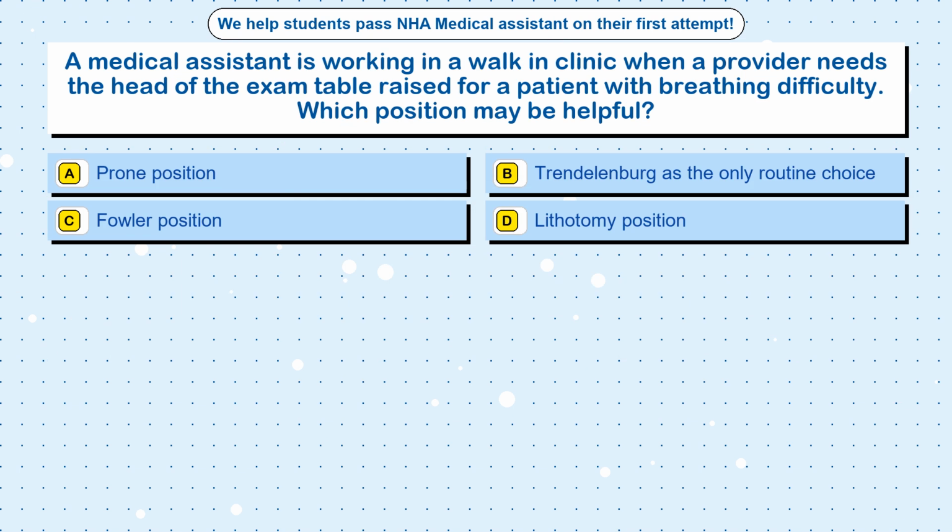Question 51. A medical assistant is working in a walk-in clinic when a provider needs the head of the exam table raised for a patient with breathing difficulty. Which position may be helpful? Option A, prone position. Option B, Trendelenburg is the only routine choice. Option C, Fowler position. Option D, lithotomy position.